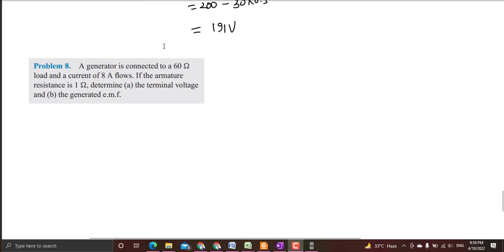See the next question. A generator is connected to a 60 ohm load. So let us draw the model. This is the generated EMF, this is the armature resistance. It is connected to a 60 ohm load, and a current of 8 ampere flows. If the armature resistance is 1 ohm, determine the terminal voltage and generated EMF. The current flowing here is 8 ampere.